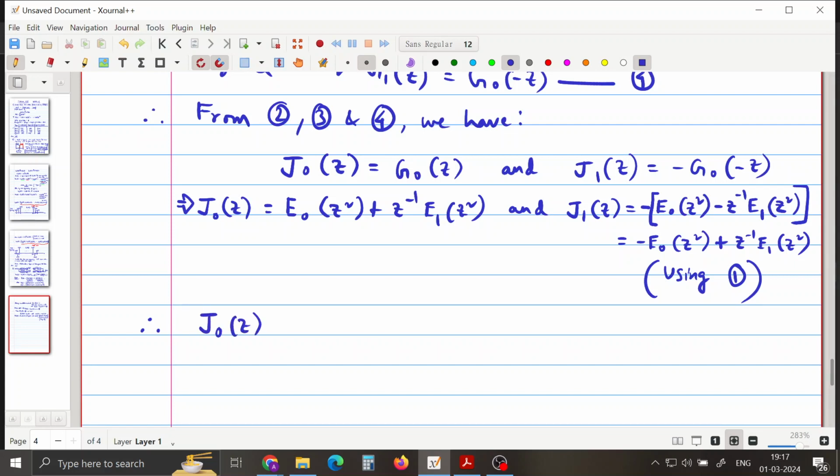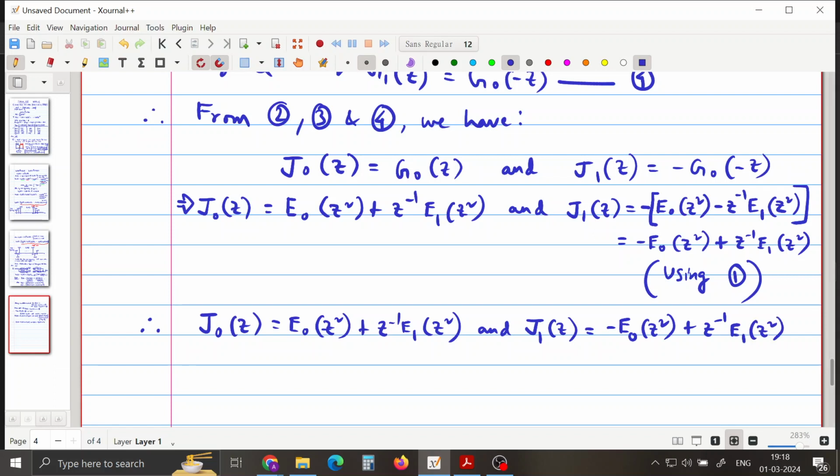J naught of Z is E naught of Z squared plus Z inverse E1 of Z squared, and J1 of Z is minus E naught of Z squared plus Z inverse E1 of Z squared. These are my two synthesis filters.